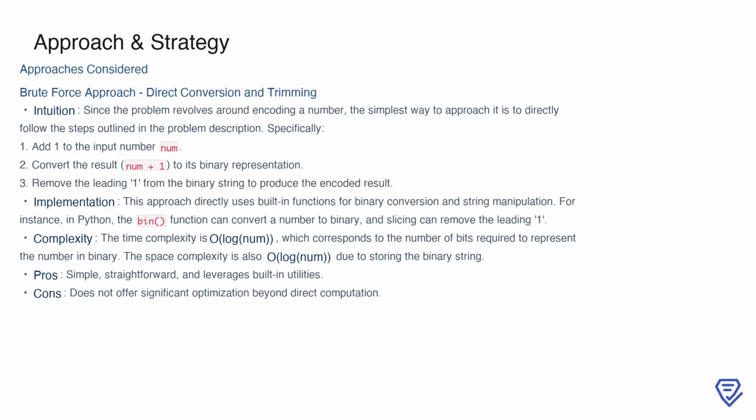For implementation, we can utilize built-in functions like Python's bin to handle the binary conversion and simple string slicing to remove the leading bit. This approach is efficient in terms of time, as the binary representation of a number depends on the number of bits required, giving us a time complexity of O(log number). The same applies to space complexity since we store the binary string. The main advantage of this method is its simplicity and reliance on existing utilities, making it easy to implement. However, it doesn't provide any significant optimization beyond the direct computation process.